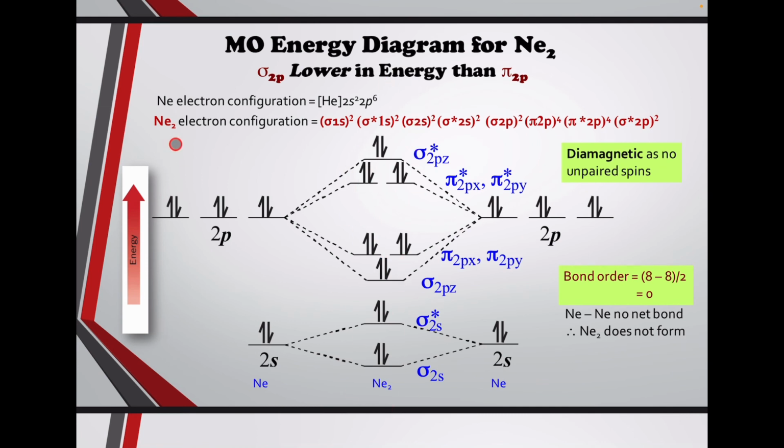And for the Ne2 electron configuration: sigma 1s2, sigma antibonding 1s2, sigma 2s2, sigma antibonding 2s2, sigma 2p2, pi 2p4, pi antibonding 2p4, and sigma antibonding 2p2. And we see all the orbitals are fully filled with the electrons.